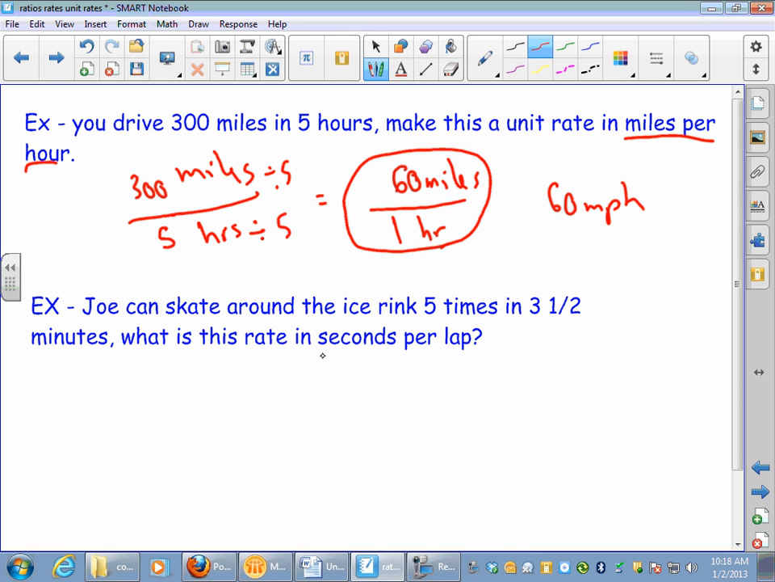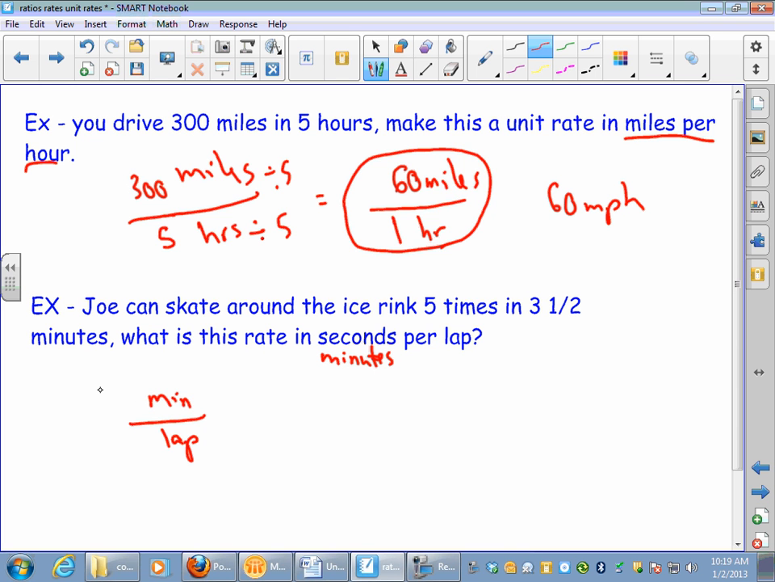Now, this one down here, I actually want to do 2 different ways. 2 things I want to show you here. Joe can skate around the ice rink 5 times in 3.5 minutes. So what is that rate in seconds per lap, and what is that rate in minutes per lap? I'm actually going to start with the minutes per lap first. So again, pay attention to the units. Which one's going where? It's minutes per lap.